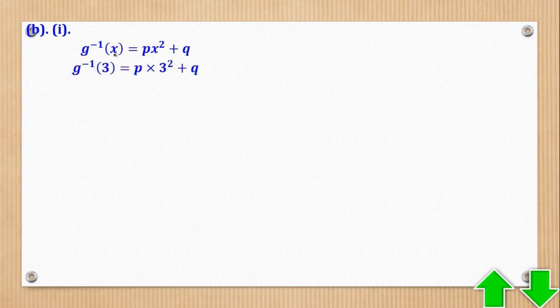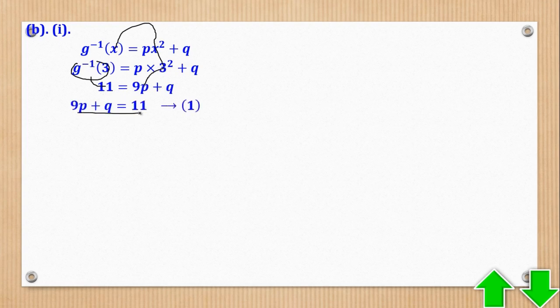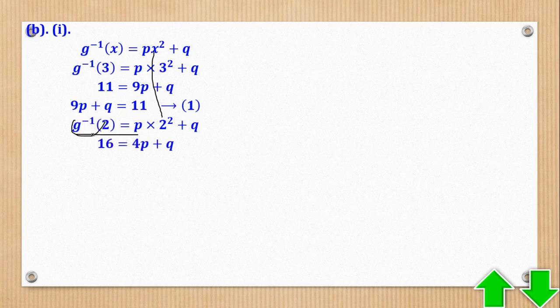So first of all, you have that. Inverse of g(3) means that where there is x, you put there 3. And they told us that the whole of this is 11. So this 3 squared is 9. So we shall get an equation there. Also, they said inverse of g(2), it means that where there is x, you put 2. And they said it is equal to 16. That's why I put 16 here. So that gives us our second equation.